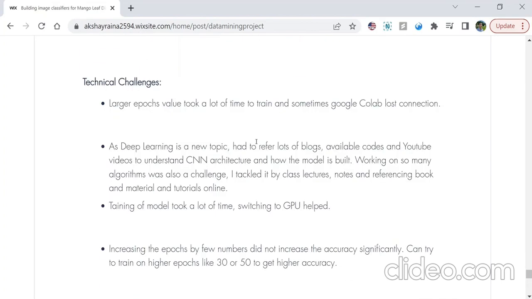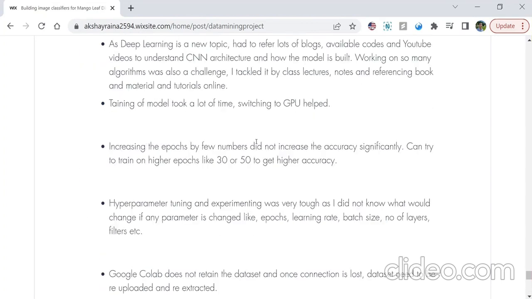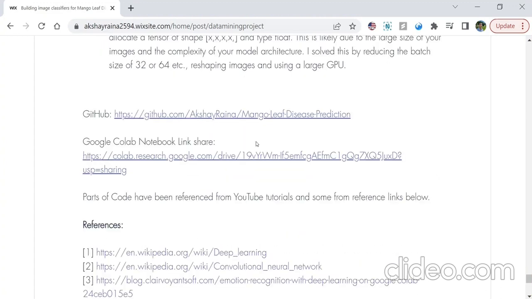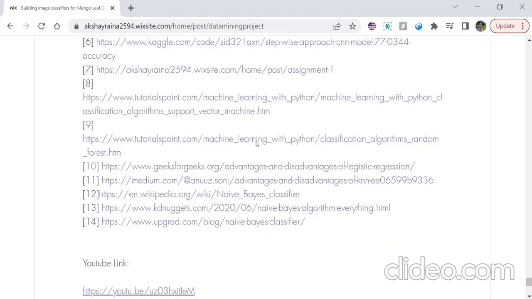And I have listed the various technical challenges that I came across during this implementation, and all the various links have been shared here.